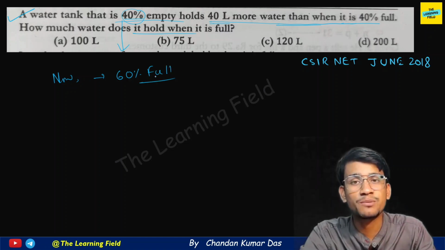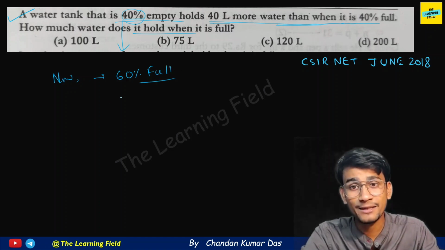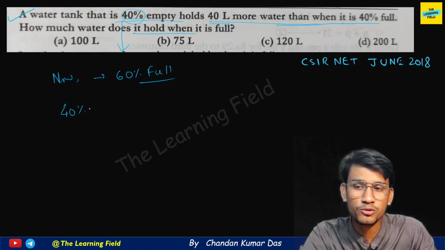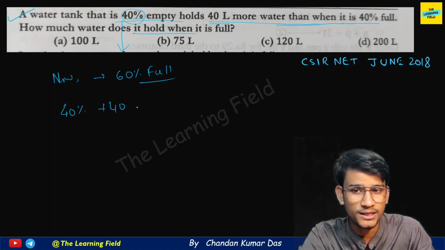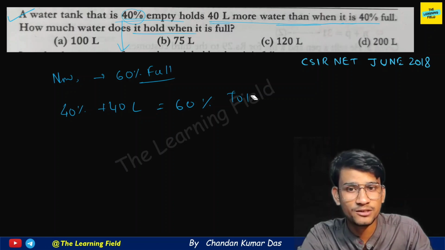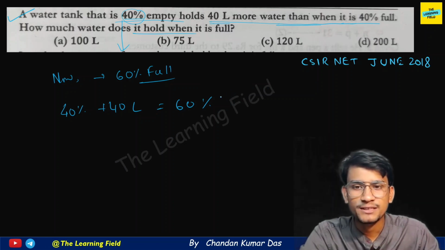40% empty means the water tank is now 60% full of water. So 60% full in the present, and it holds 40 liters more water than when it is 40% full. So 40% of total water plus 40 liters of water is equal to 60% of total water.